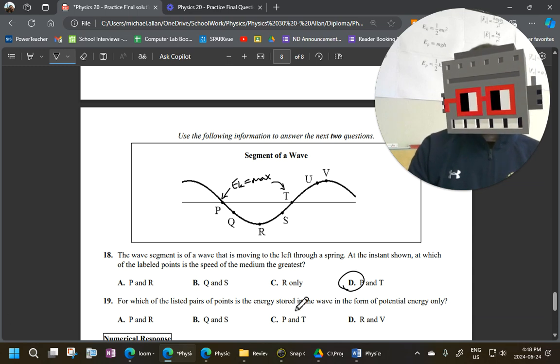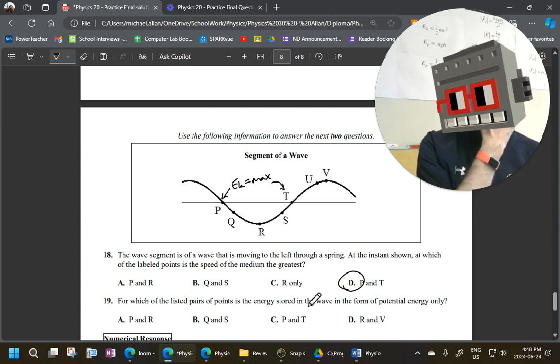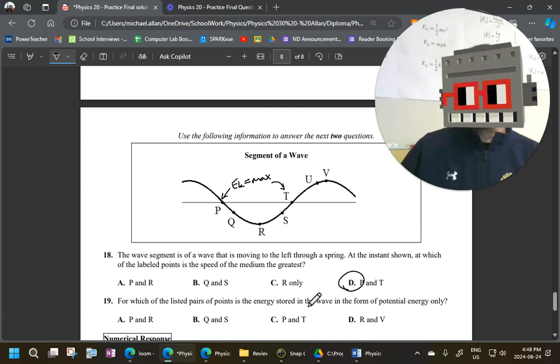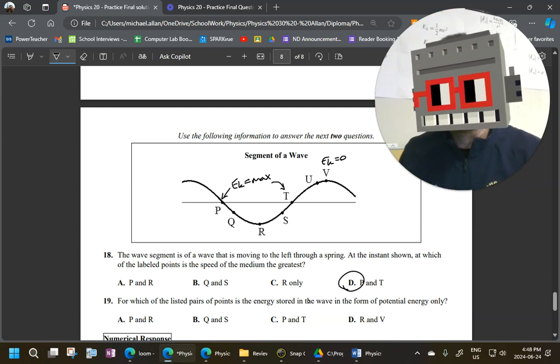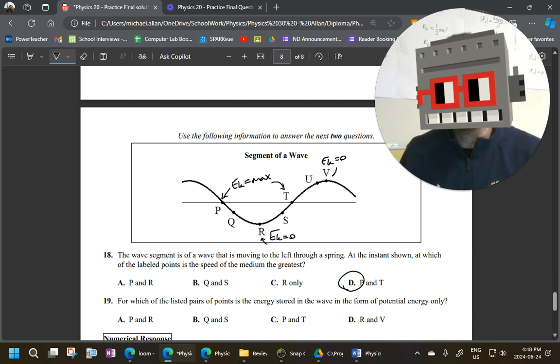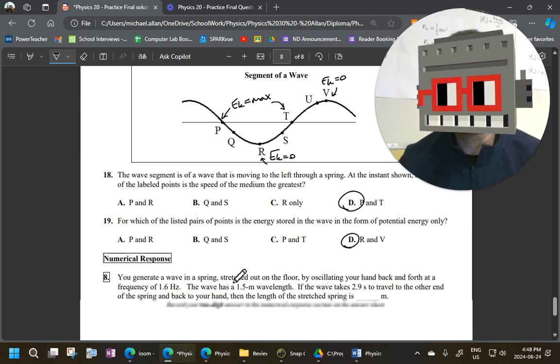Which listed point has the energy stored in the form of potential energy only? So yeah, it'd be R and V. Those are where they're all kind of stretched out. My EKs are 0 here. My EK is 0 for both of these spots. So R and V. Get another D.